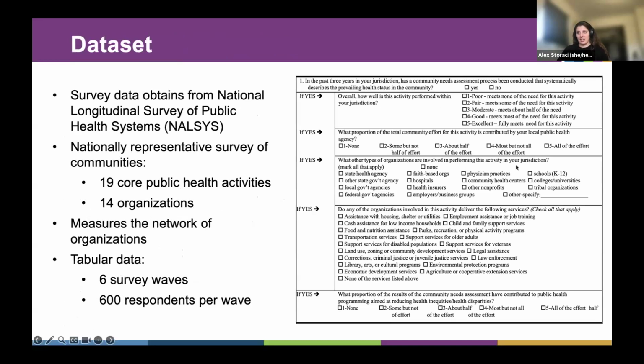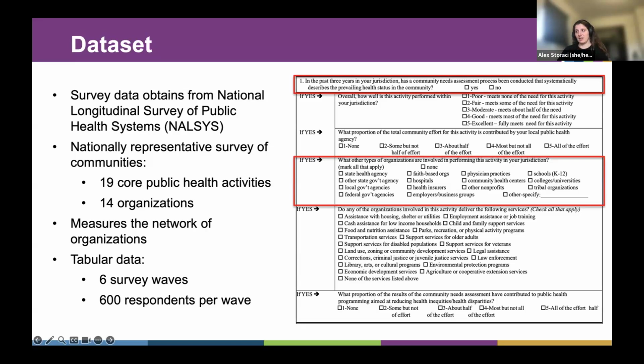So for this project, I designed an interactive app to visualize and compare local public health networks. As I mentioned, NALSYS is the survey data that we use, and it asks local public health officials to answer questions regarding the community's implementation of 19 different core public health activities. And then for each activity, it also asks about the involvement of 14 different types of organizations. So here is an example from one of the survey questions.